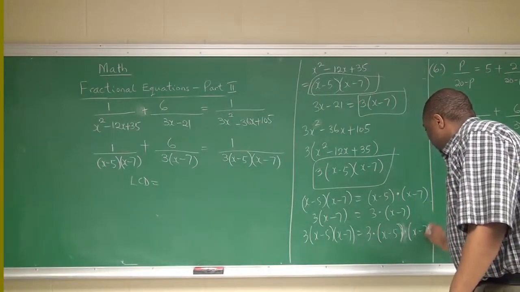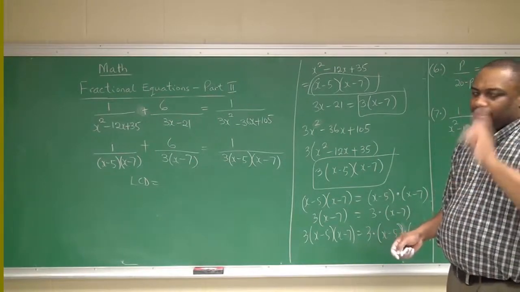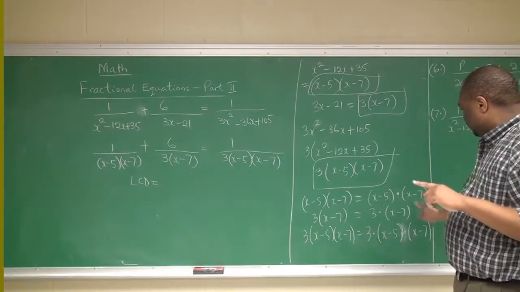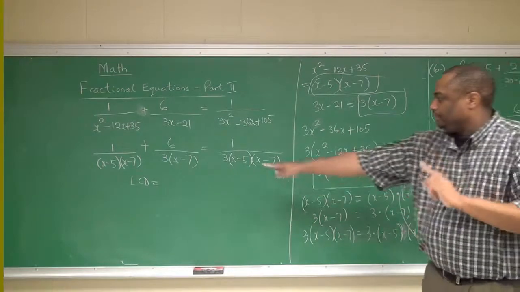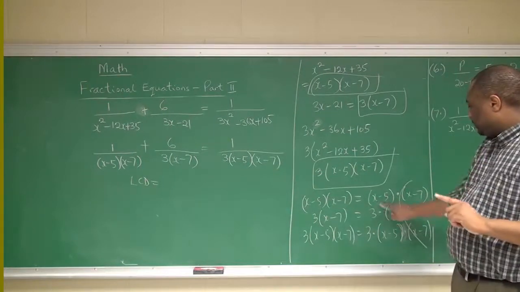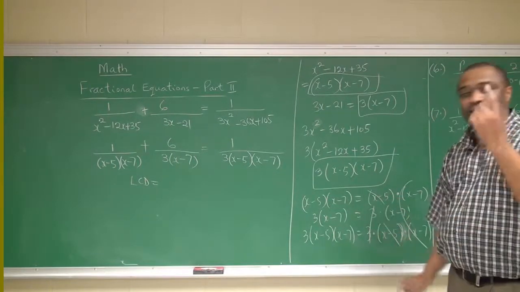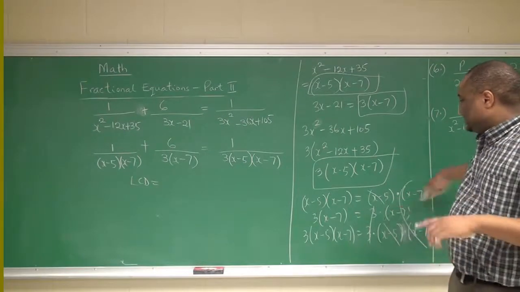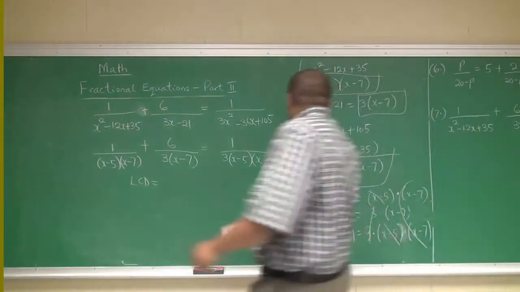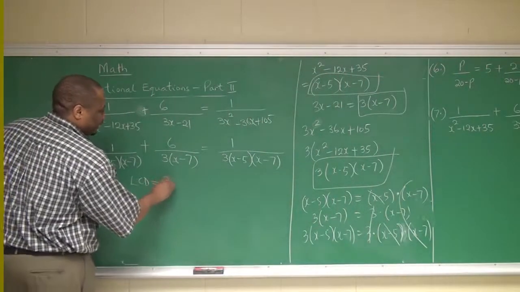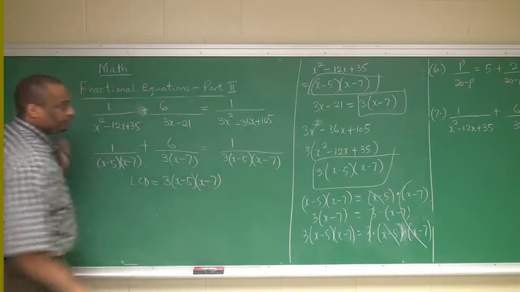You check anyone that occurs, all of them, take it only one time. So x minus 7 is here, x minus 7 is there, x minus 7 is here. Count it only one time. Then x minus 5 is there, x minus 5 is here. Count it only one time. 3 is here, 3 is here. Count it only one time. And if there's any other thing remaining, you also include that. But there's nothing remaining. So this will be 3 times x minus 5 times x minus 7.